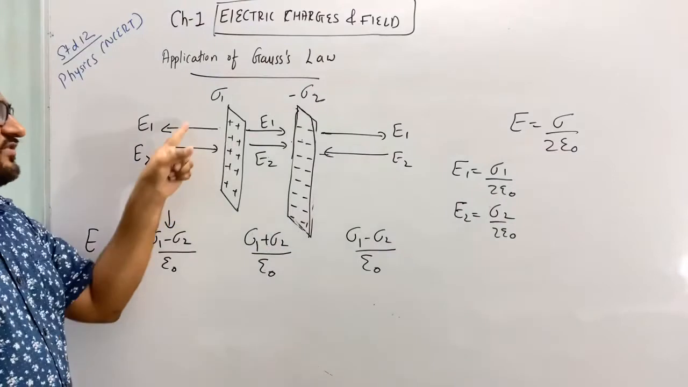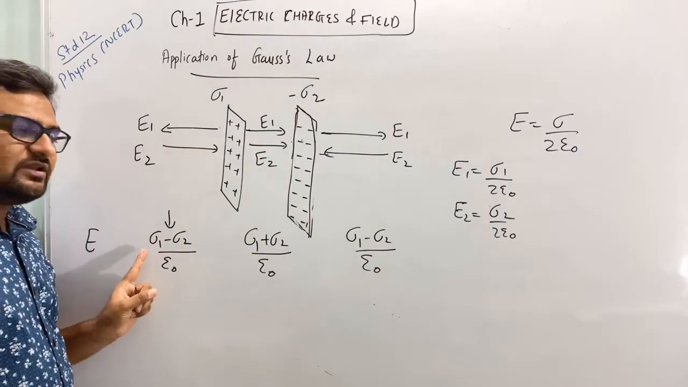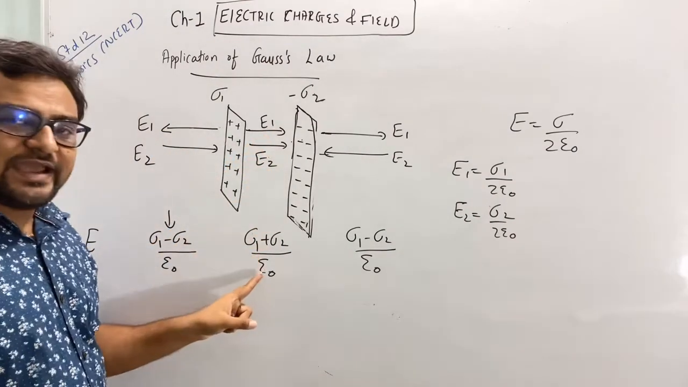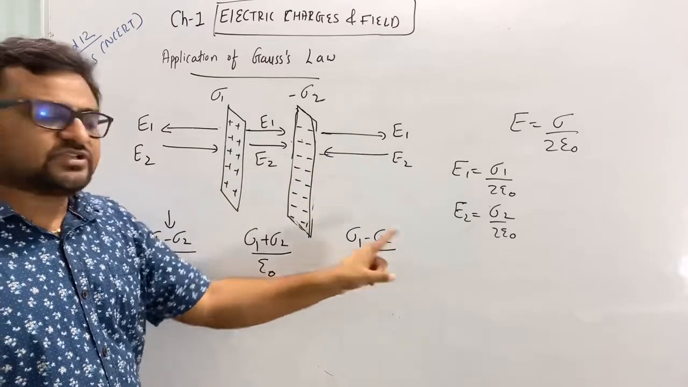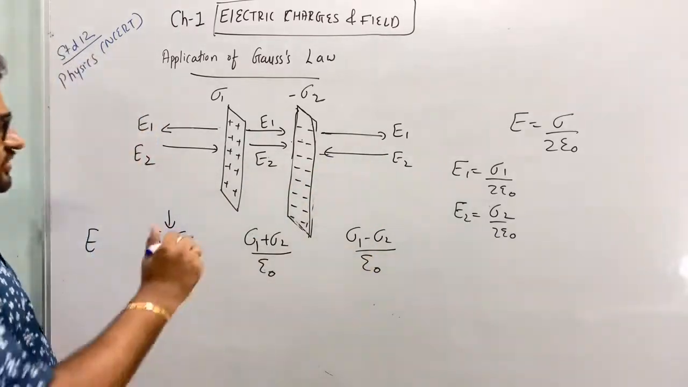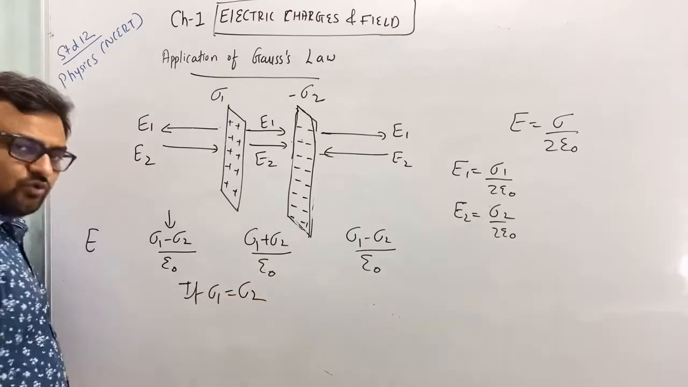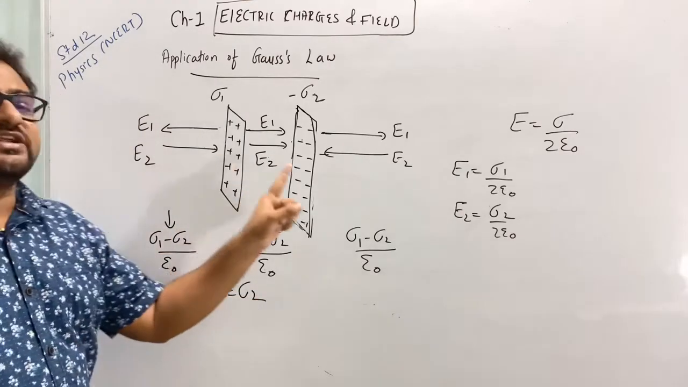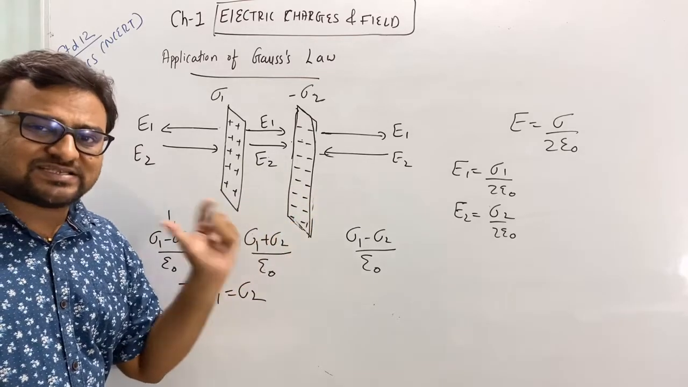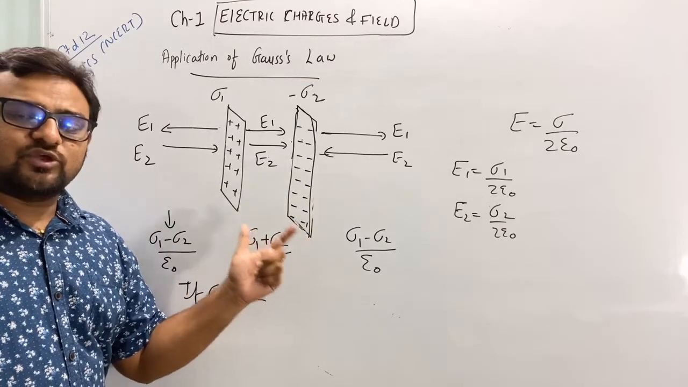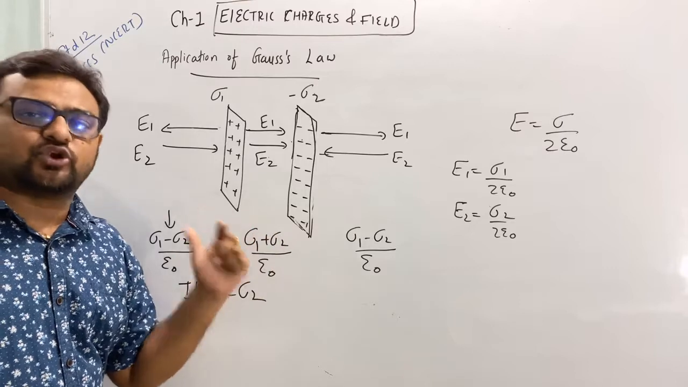Now we are adding direction wise. This is opposite direction, so I subtracted it. This is same direction, so I added it. And opposite direction, so I subtracted it. So now here if sigma 1 is equal to sigma 2, but one is positive, another is negative, this is a capacitor. Okay, you will learn this in chapter number 2.